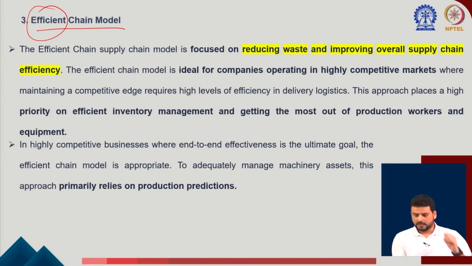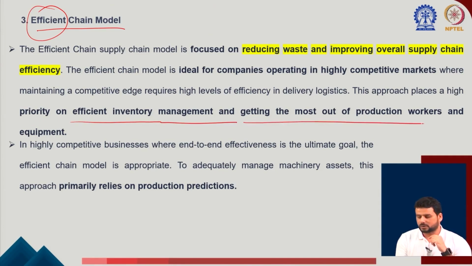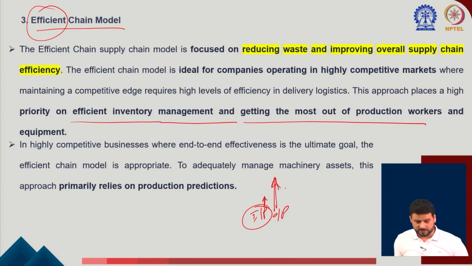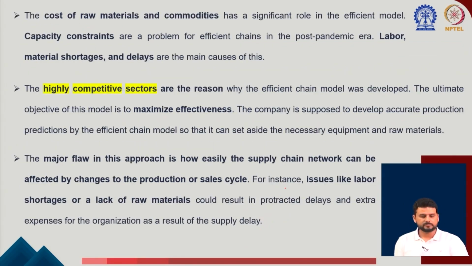So you can see here we keep priority on efficient inventory management and getting the most out of production workers and equipment, right, so that productivity can be improved. With minimum inputs you will get the maximum output, right. This is how you can increase the productivity. So this is the efficient model.